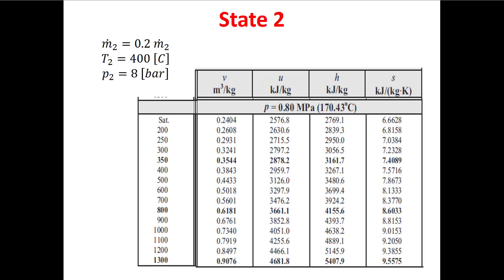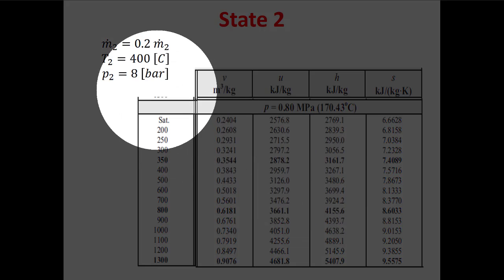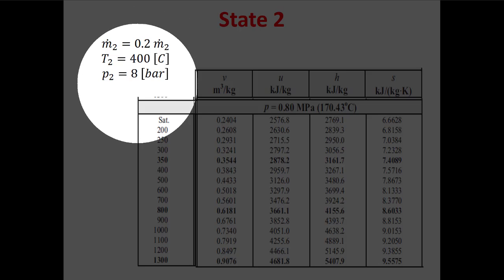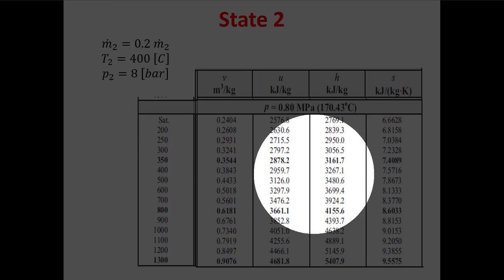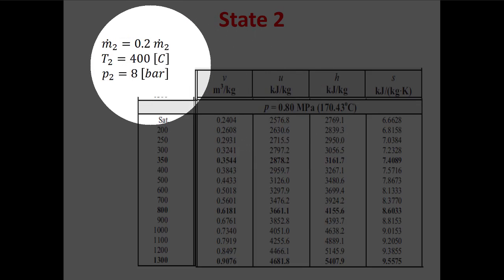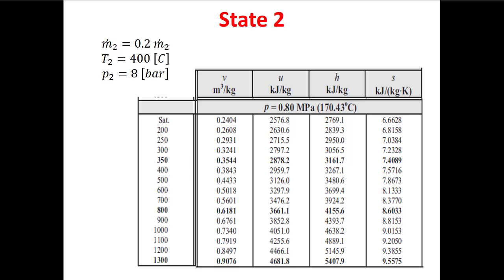Now I want to figure out what's going on at state 2. Here I know the pressure is 8 bar, so 0.8 megapascals, and the temperature is 400 degrees Celsius. So it's nice.